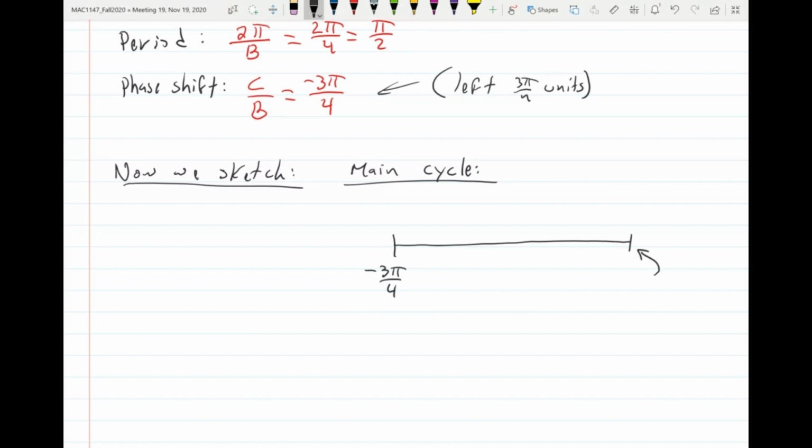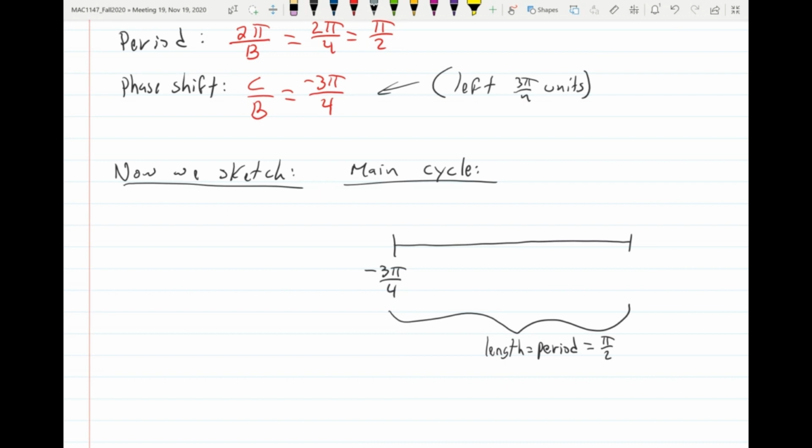So right here, well, the length of this is pi over 2, right? So all of this has a length of pi over 2. That's a period. So the length here is the period. This is what it means to have a period, which is pi over 2. So to figure out the right endpoint, you just need to add pi over 2. So what's negative 3 pi over 4 plus pi over 2?